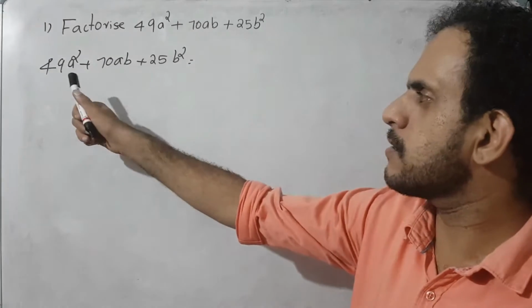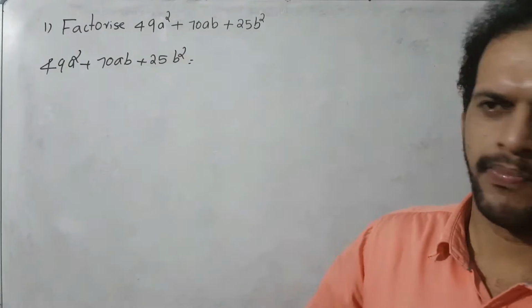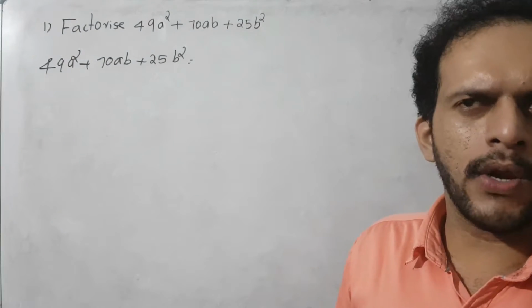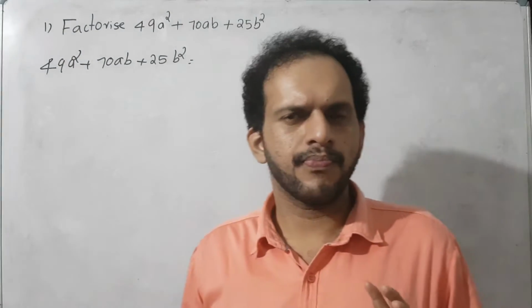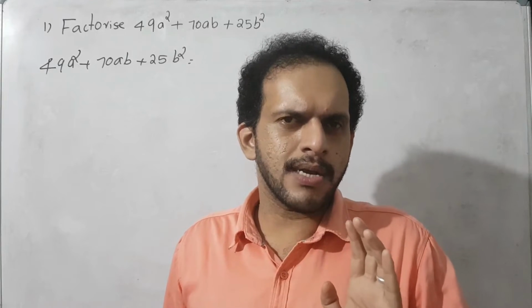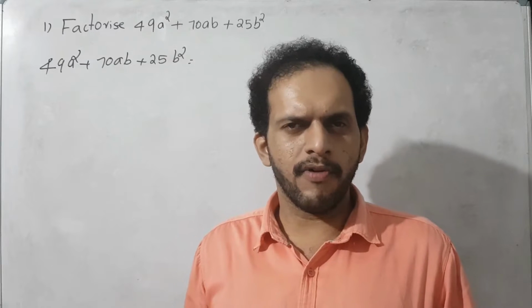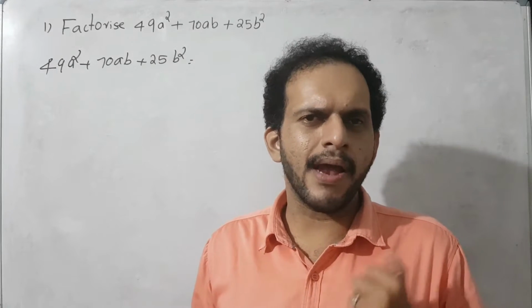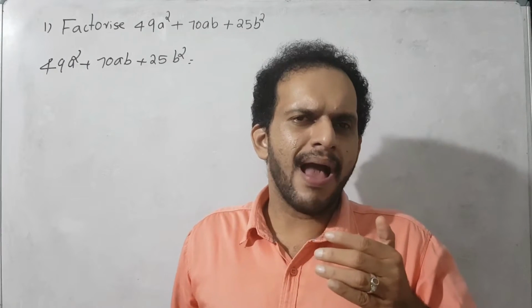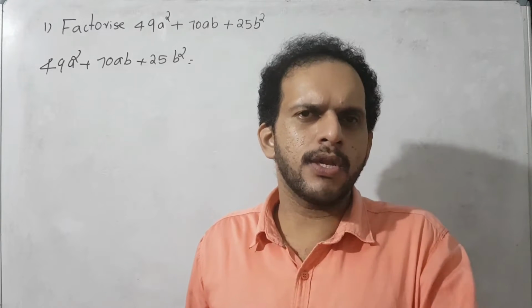The question is like this. Here we have three terms. So a quadratic polynomial has three terms. For all those questions we have two methods to factorize: the first one is splitting the middle term, or by identity. Then how do we identify which method we need to follow there?